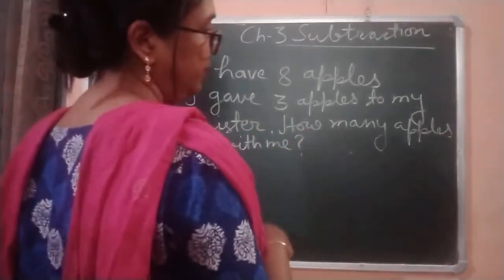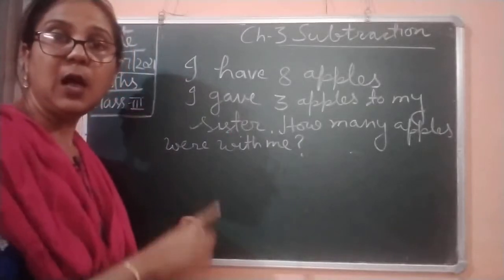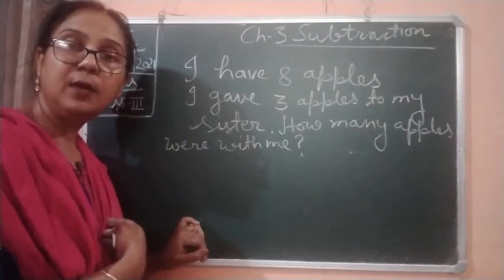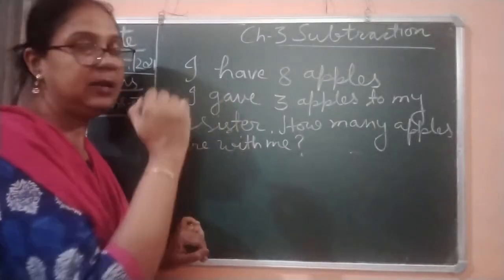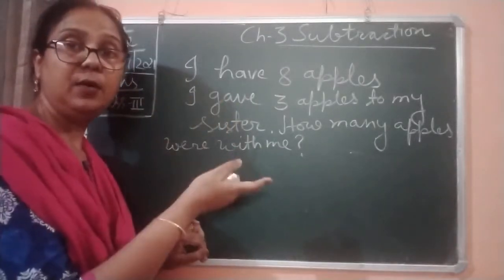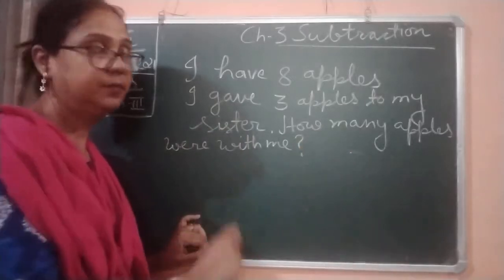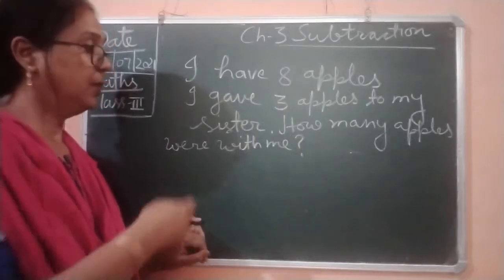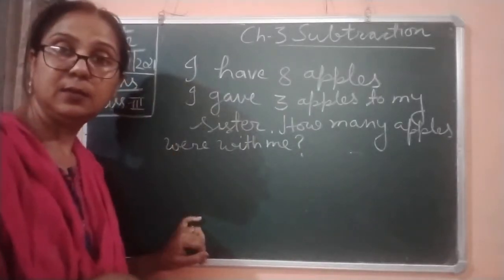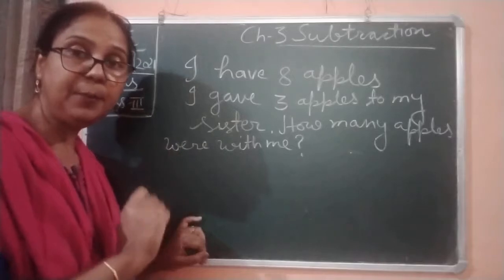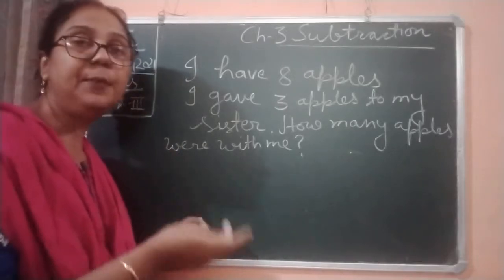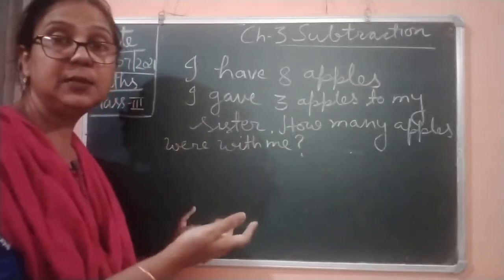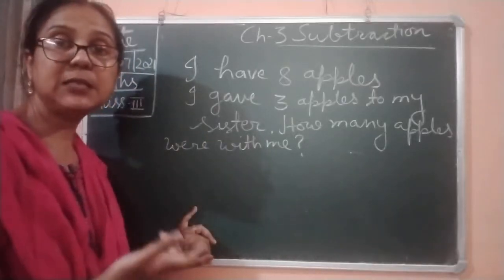Now children, pay attention over here. I have 8 apples. How many apples do I have? I have 8 apples. I gave 3 apples to my sister. How many apples were left with me? मेरे पास 8 एप्पल हैं, उनमें से 3 एप्पल्स मैंने अपनी सिस्टर को दे दिए. How many apples were left with me? मेरे पास कितने एप्पल्स बचे?